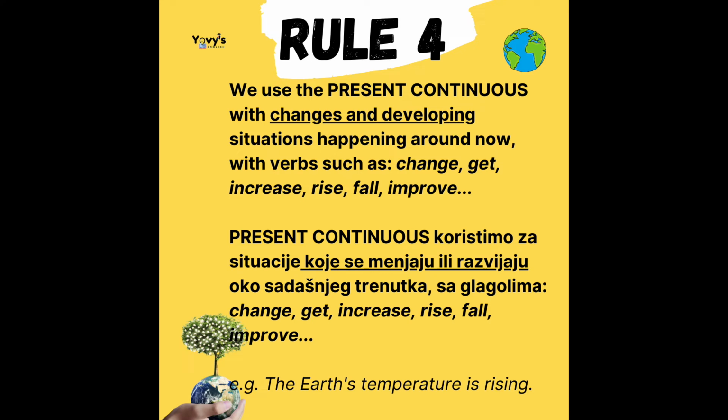We use the present continuous with changes and developing situations happening around now, with verbs such as change, get, increase, rise, fall, or improve. For example, we can say the Earth's temperature is rising.